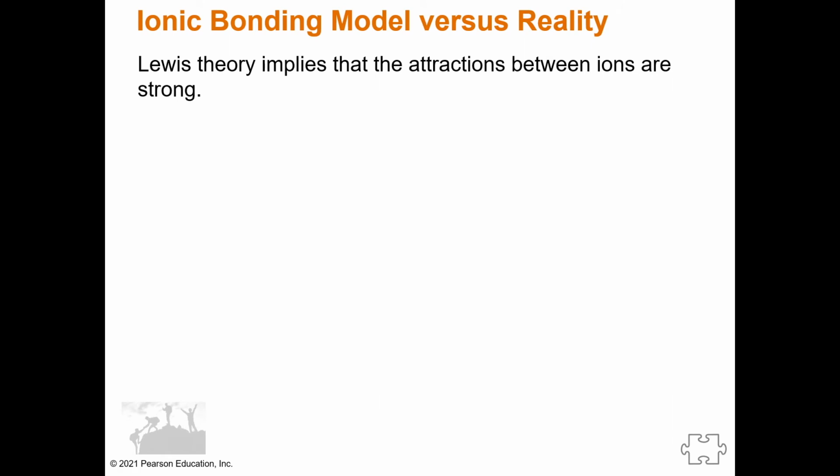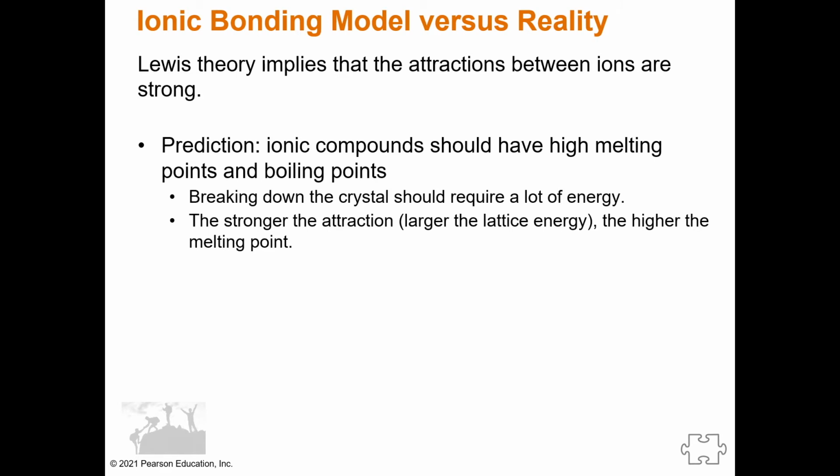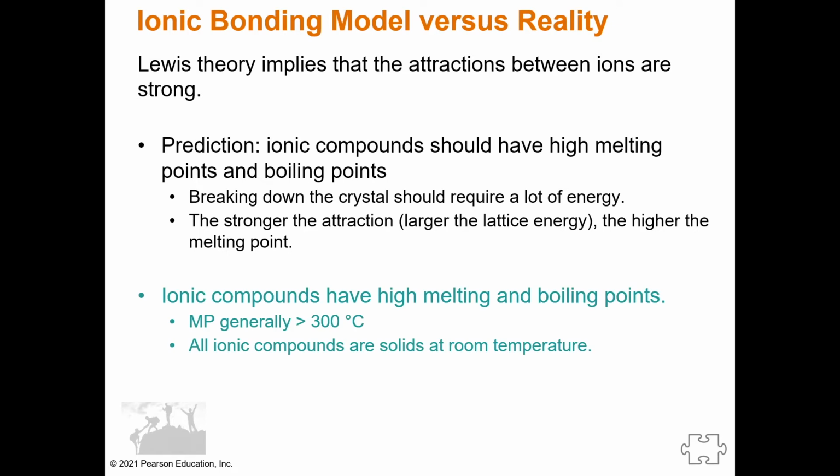Let's take a look at this bonding model versus what we actually see in reality. So with this Lewis bonding theory, in regards to ionic compounds, we're saying that these compounds should have really high melting and boiling points. Why is that? Well, lattice energy is extremely exothermic. It stabilizes the crystal lattice. So a lot of energy is going to be needed to break up these strong attractions between positive and negative ions. Now, what do we see in reality?